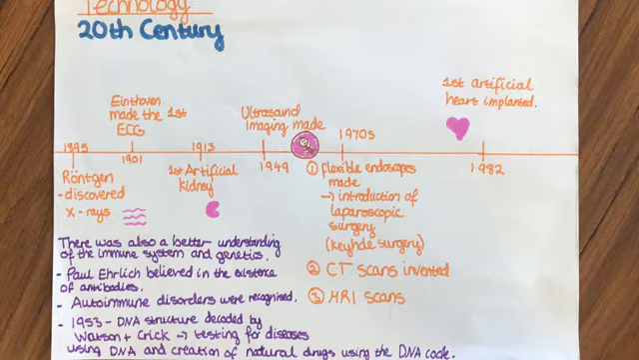Paul Ehrlich believed in the existence of antibodies. Autoimmune disorders were recognised, and the DNA structure was decoded by Watson and Crick. So there was testing for diseases using DNA and the creation of natural drugs using the DNA code.